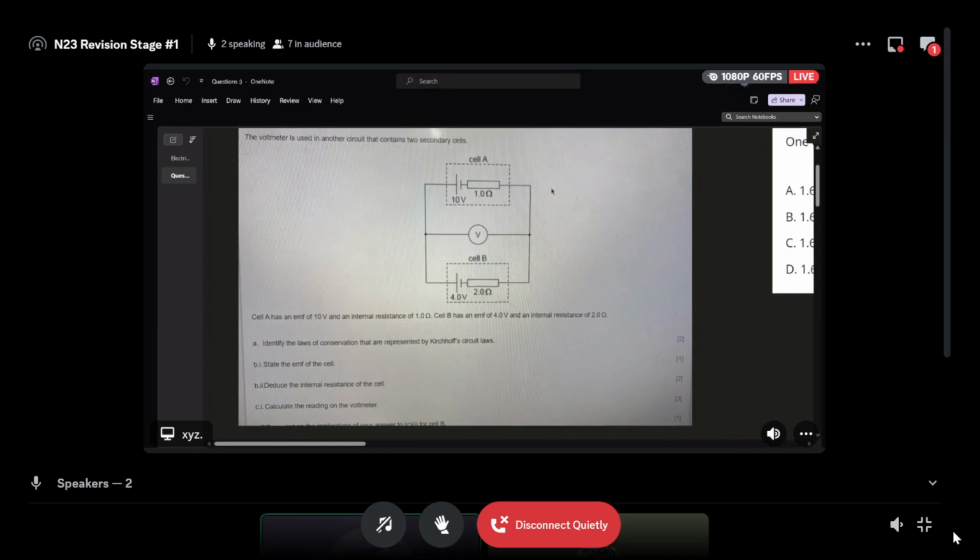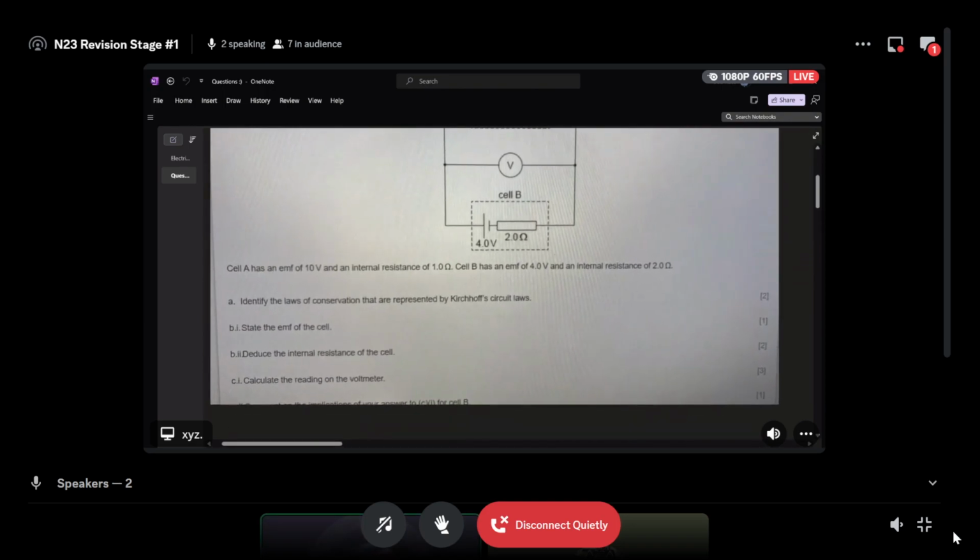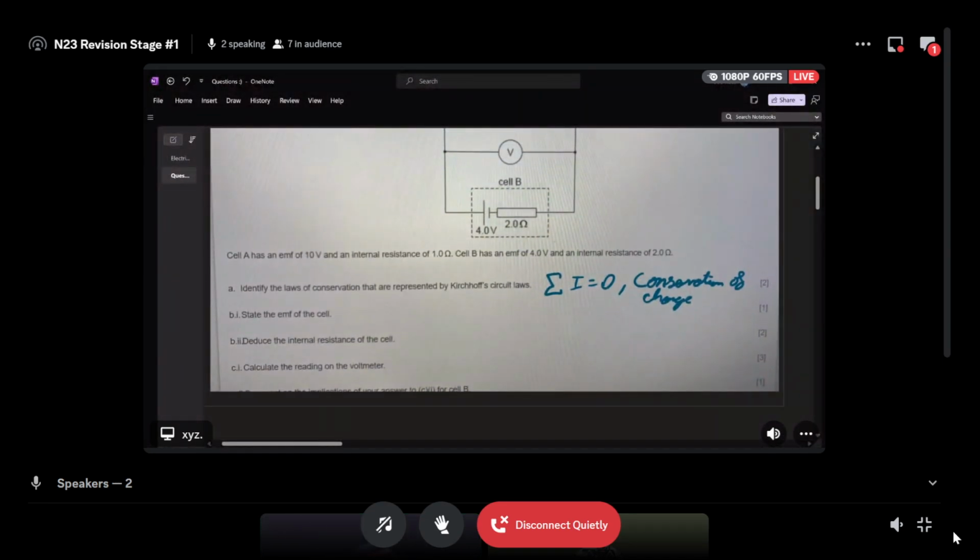Let me just go back. Okay, so this question: identify the laws of conservation that are represented by Kirchhoff's circuit laws. So we said before, this is the second law. The second law is essentially conservation of charge. Charge is always conserved. We see this even when we look at subatomic particles and very small things. Physics loves this law.